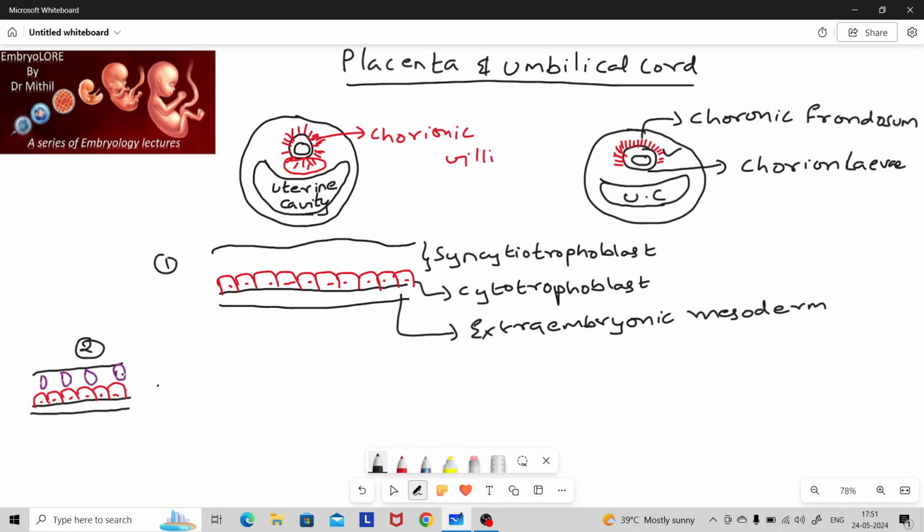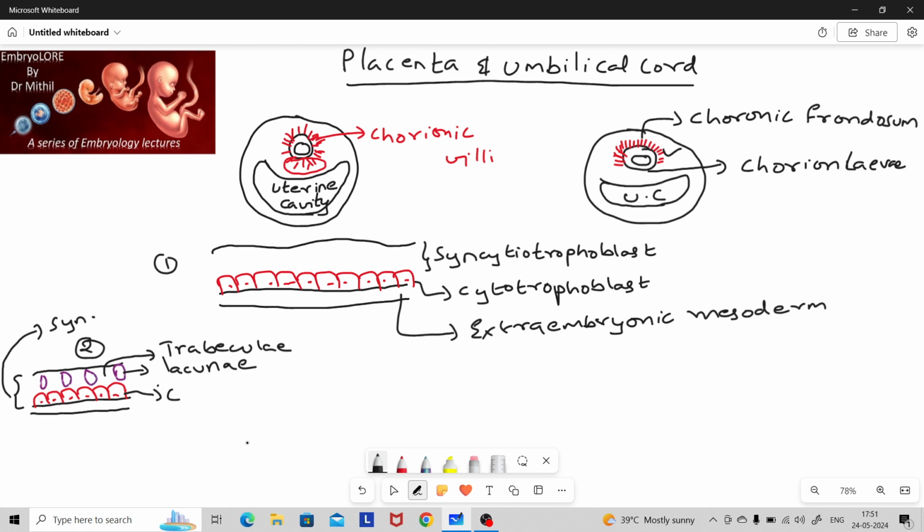So now let us name them one by one. This is the lacunae, and in between them is the trabeculae. And here this is the same cytotrophoblast, and all of this is the syncytiotrophoblast. Whatever phenomena are happening, that is the syncytiotrophoblast. So that is the second level.